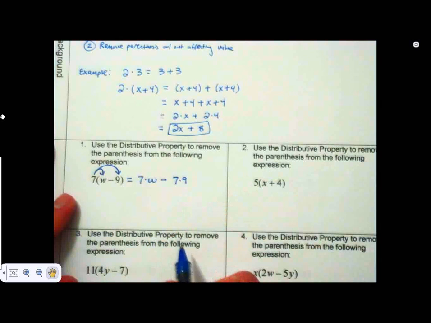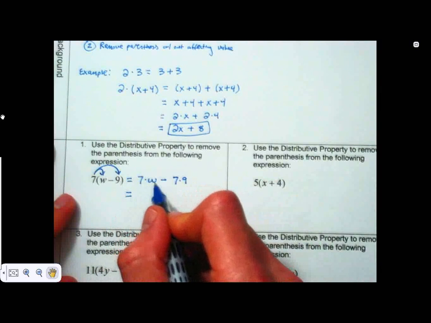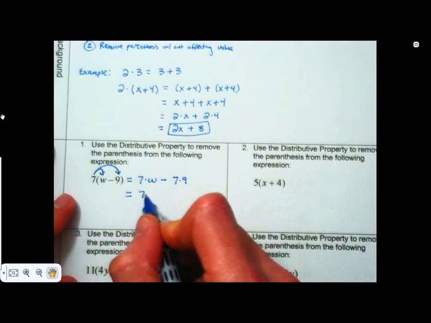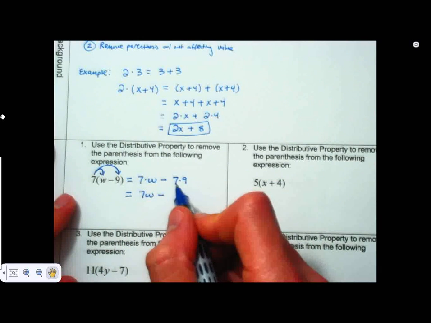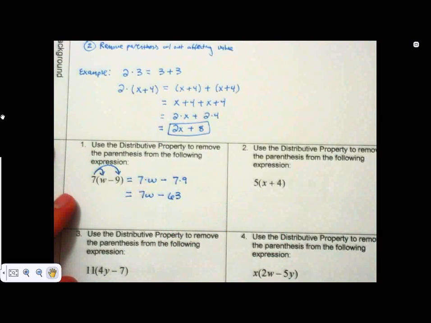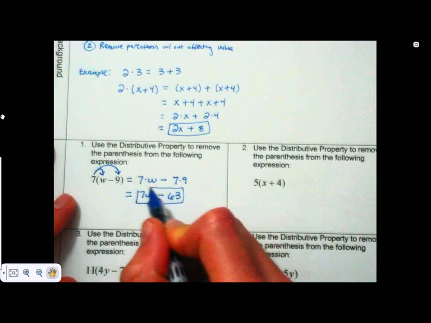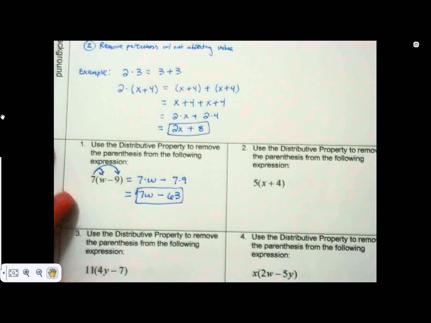So I'm going to leave it as 7 times 9 in the first line, and then I'm going to simplify as much as I can. So 7 times w, a shorthand way to write that is just 7w. 7 times 9, as I just stated, is 63. And that's as far as I can go. There are no like terms there.